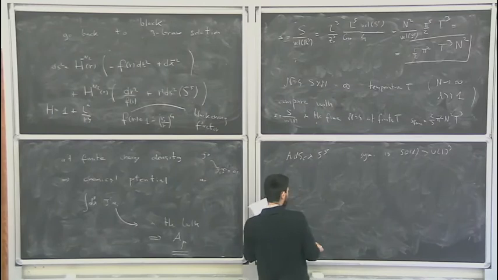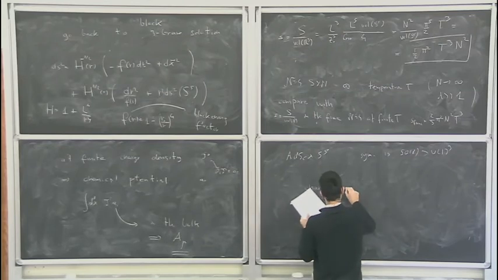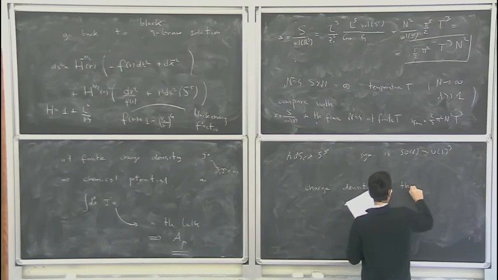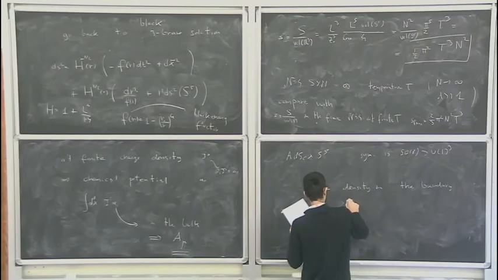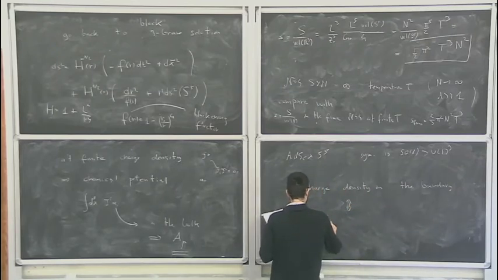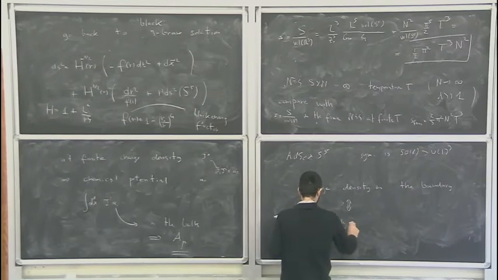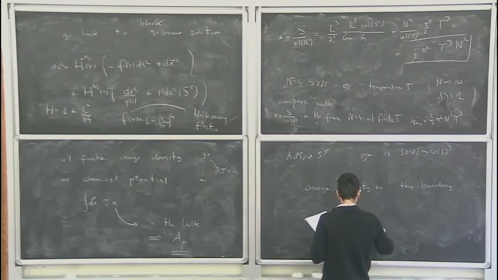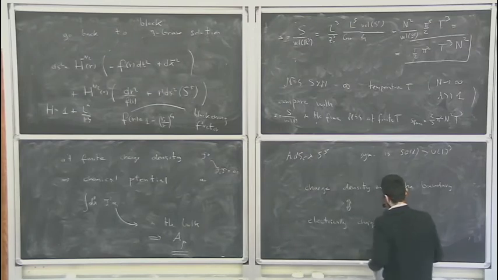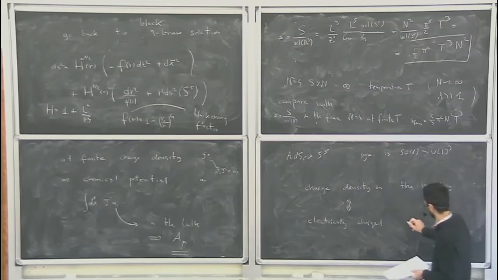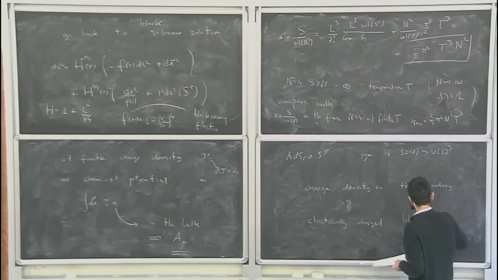So the outcome of all this discussion is that the charge density in the boundary corresponds to an electrically charged bulk solution, and perhaps I can replace the words bulk solutions with black holes, more specifically, if you're interested in finite temperature.